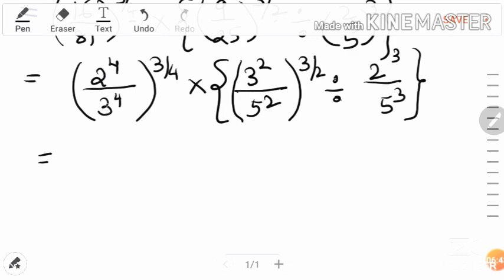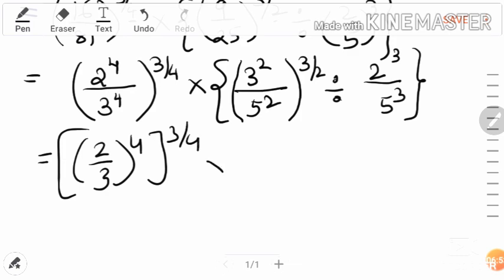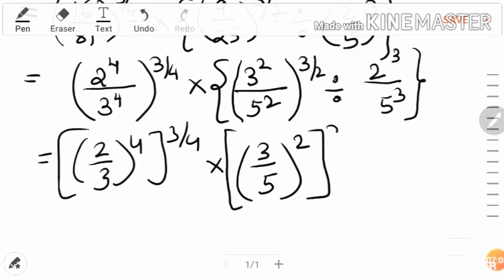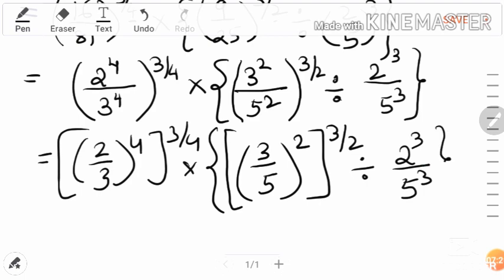Now 2 and 3 have the same power, so we will take this power common. So (2 on 3) to the power 4, to the power 3 on 4, into. Similarly, in the second term 3 and 5 have the same powers, so taking the power common, (3 on 5) to the power 2, to the power 3 on 2, divided by 2 to the power 3 divided by 5 to the power 3.